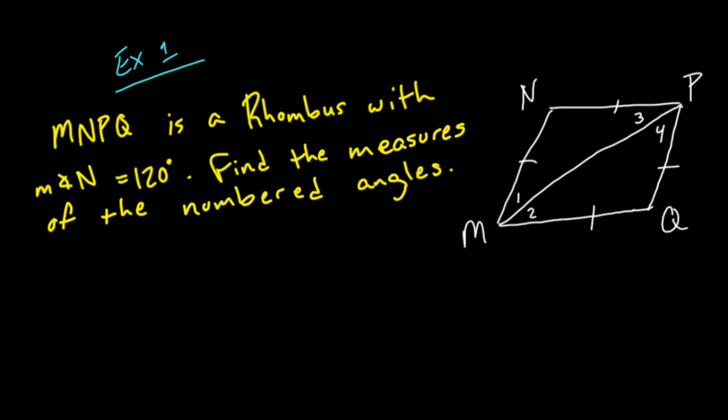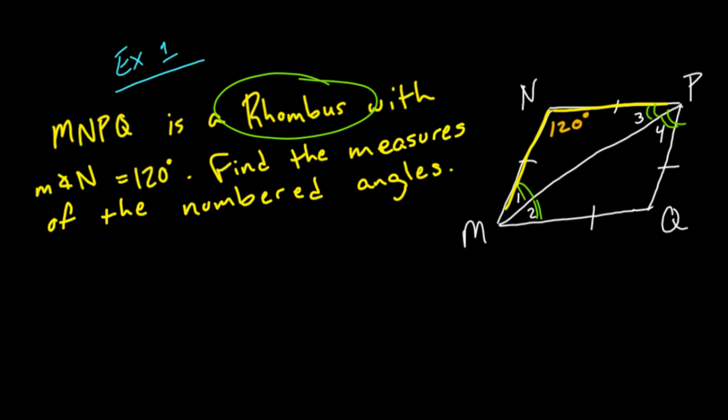So we got a little example here. MNPQ is a rhombus with angle N 120 degrees, so we'll mark that. And we need to find the measures of the other numbered angles. So that one's 120. Now, because it's a rhombus, we know the diagonals bisect the angles. So angle 1 and 2 are congruent. And it's a parallelogram and opposite angles are congruent. So angles 3 and 4 are also congruent to 1 and 2.